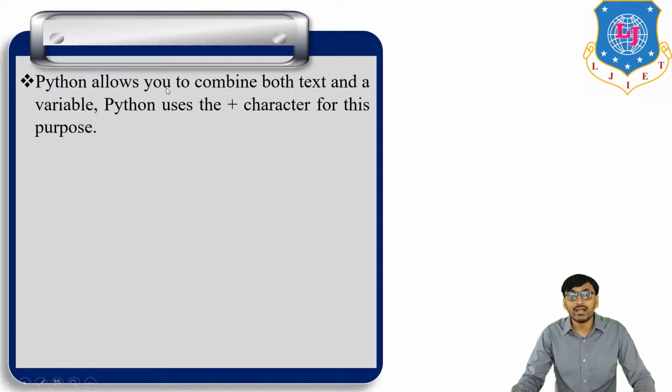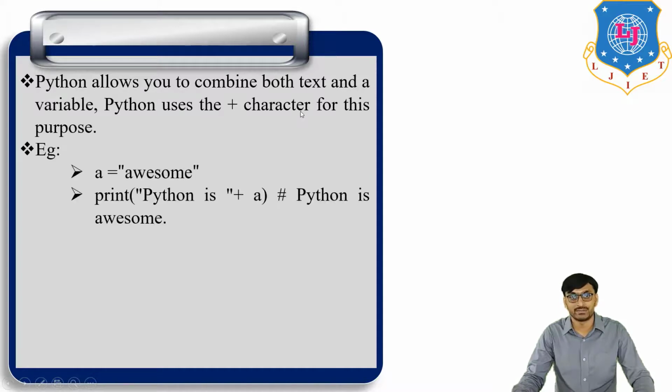Then Python allows you to combine both text and a variable. Python uses the plus character for this purpose. For example, A is equal to awesome, that is one type of string. Then print in the double quote Python is, then plus A. So this value awesome is transferred at the place of A. If we run this program, then output is Python is awesome.